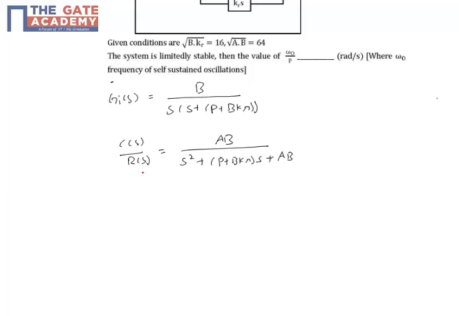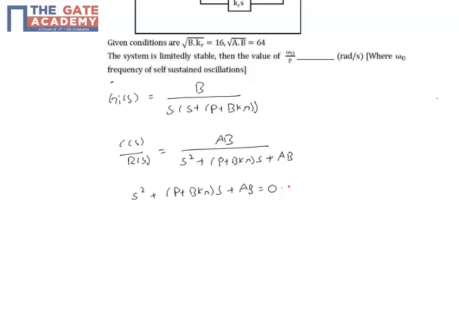Now we have the characteristic equation, which is the denominator of the closed loop transfer function. So s square plus (p plus b Kr) into s plus ab equal to 0. So this is the characteristic equation of the system. So when will the system be marginally stable? That is, when the system is marginally stable, we will have a case of sustained oscillation.